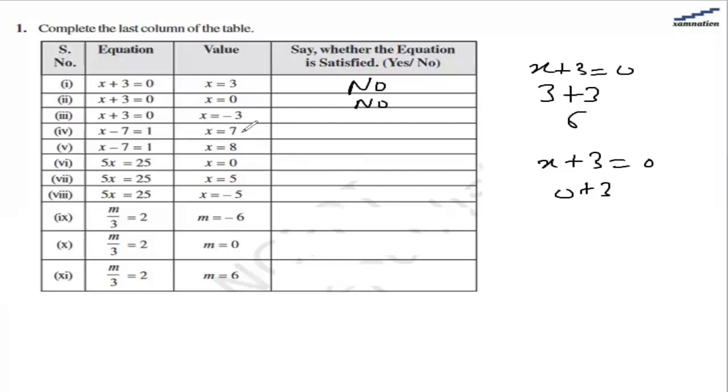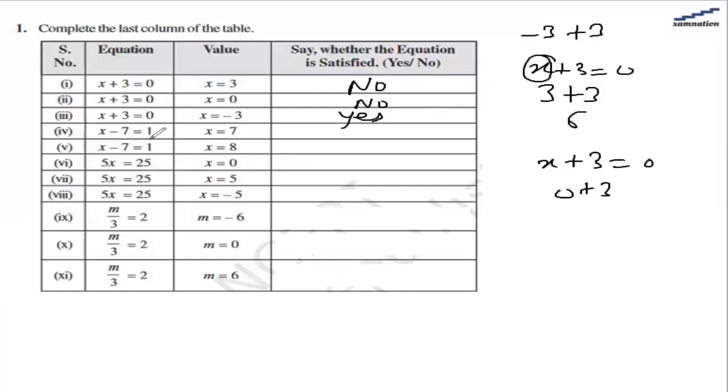For the third part, we are given the same equation, x plus 3 equal to 0, and the value is given as x equal to minus 3. So if we replace x with minus 3, this will become minus 3 plus 3, which will be 0. So this equation is satisfied for the third part.